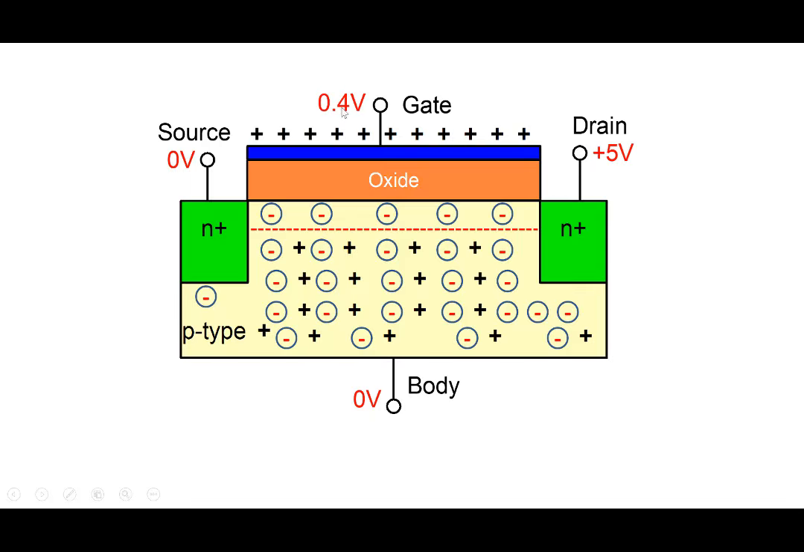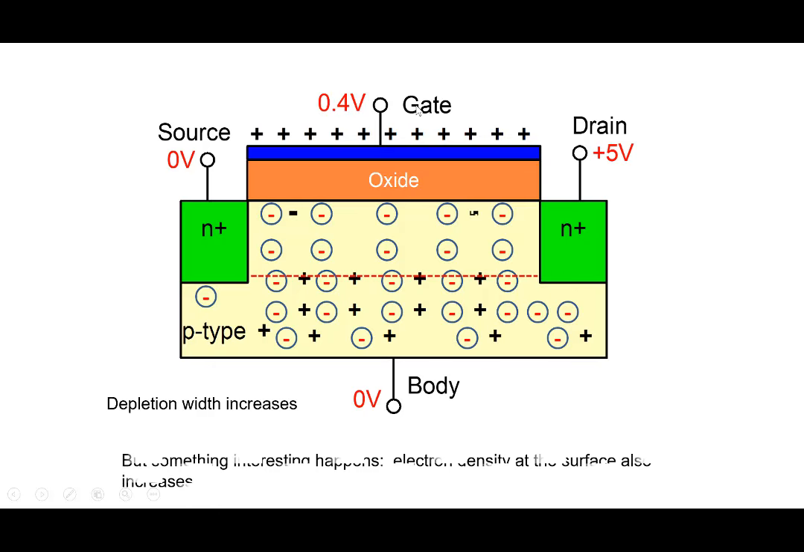Now, if you apply a higher voltage, the field will become even stronger, even more holes will be removed, and so depletion region will widen. But something interesting occurs here. Depletion width increases because more and more holes have been removed from close to the surface, and the positive charge is put over here. But something interesting occurs here. And the interesting thing is that the electron density at the surface increases. So note that holes have been pushed away from here.